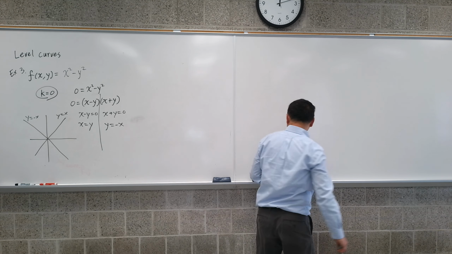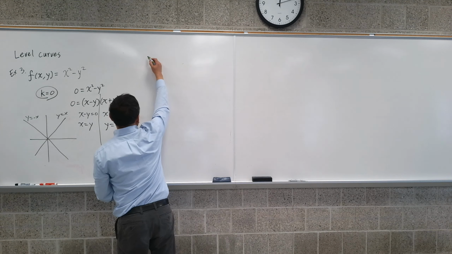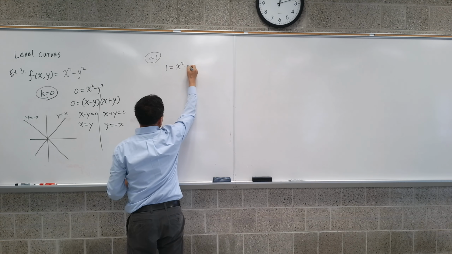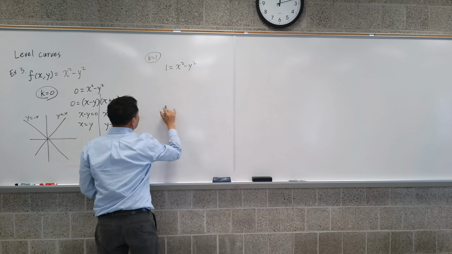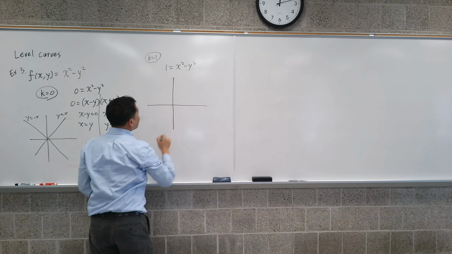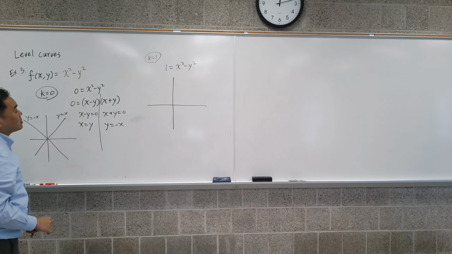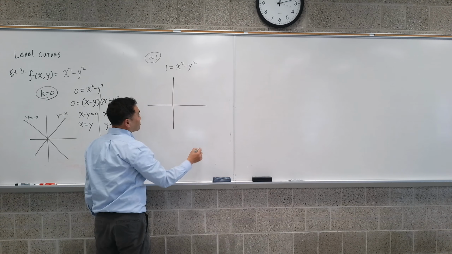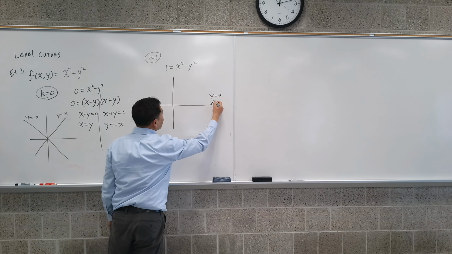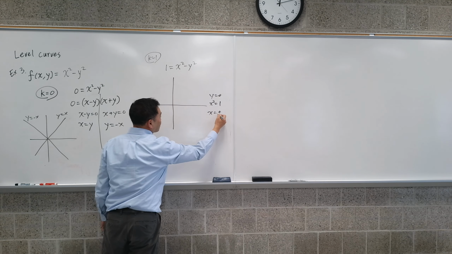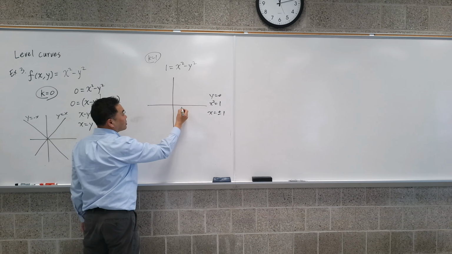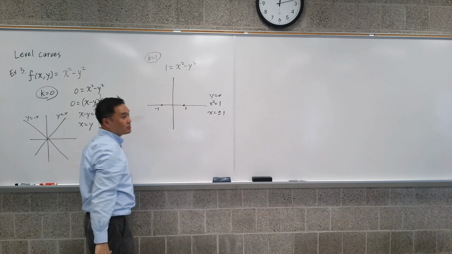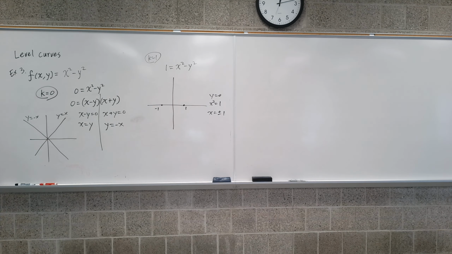Okay. Now, what if I do k equals 1? The k equals 1 case will be setting 1 equals x squared minus y squared. Well, if you set y as 0, you get x squared equals 1. Therefore, x is plus minus 1. What's that? You have 1 comma 0 and negative 1 comma 0, right?